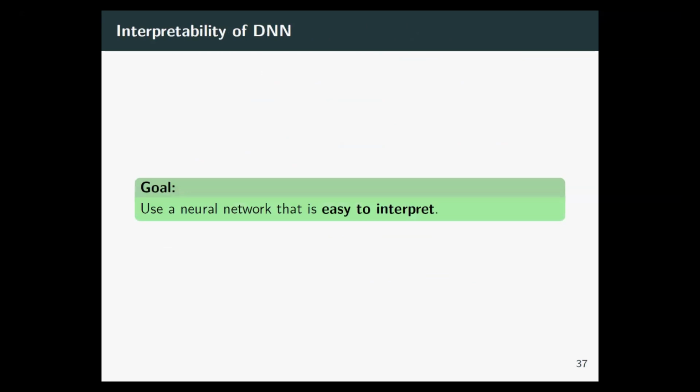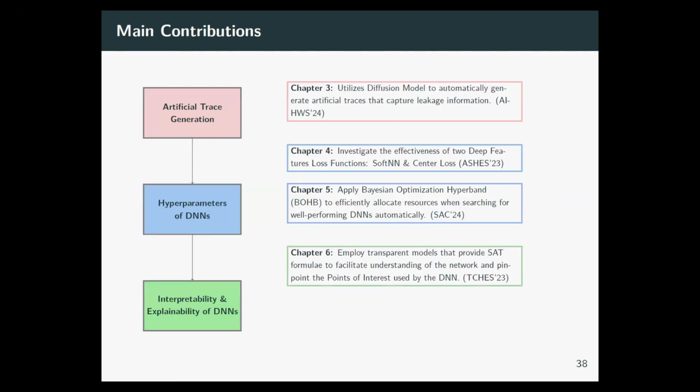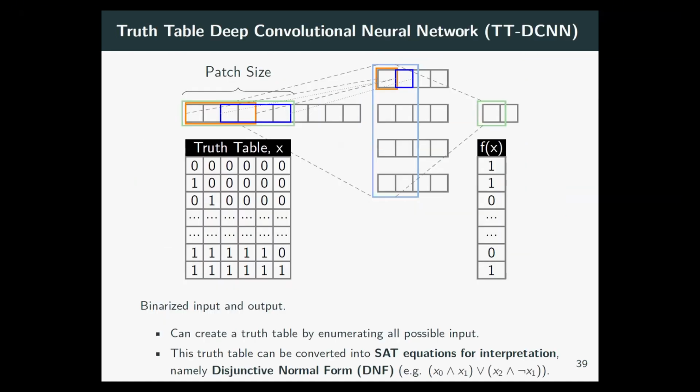In our first work, we use a neural network that is easy to interpret. Namely, we employ a transparent model that actually provides a set equation to facilitate our understanding of the neural network and pinpoint the points of interest used by this deep neural network. Namely, we use this architecture called truth table deep convolutional neural network, TTD-CNN, which was proposed by one of our colleagues, Adrian Baramira.